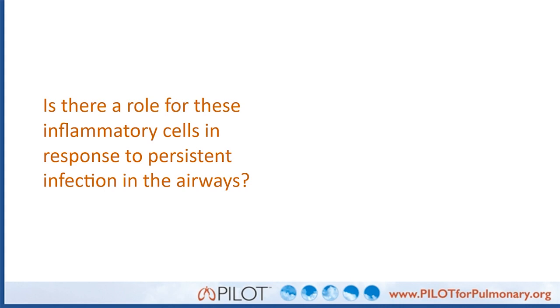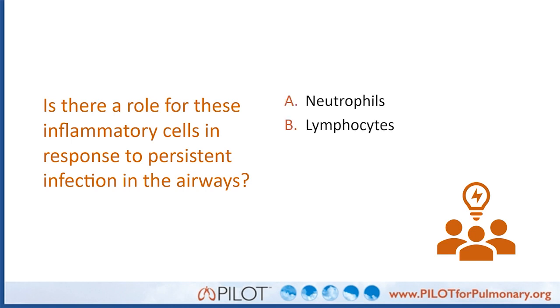With infection comes inflammation. So a reasonable question to consider now is, is there a role for these inflammatory cells in response to the persistent infection in the airways? These inflammatory cells include neutrophils, lymphocytes, and eosinophils, and it becomes relevant to think about their role in contributing to the pathology of disease. In many of these patients, the inflammatory response is excessive and actually becomes injurious to the airways, and they actually do contribute to the pathology of disease.